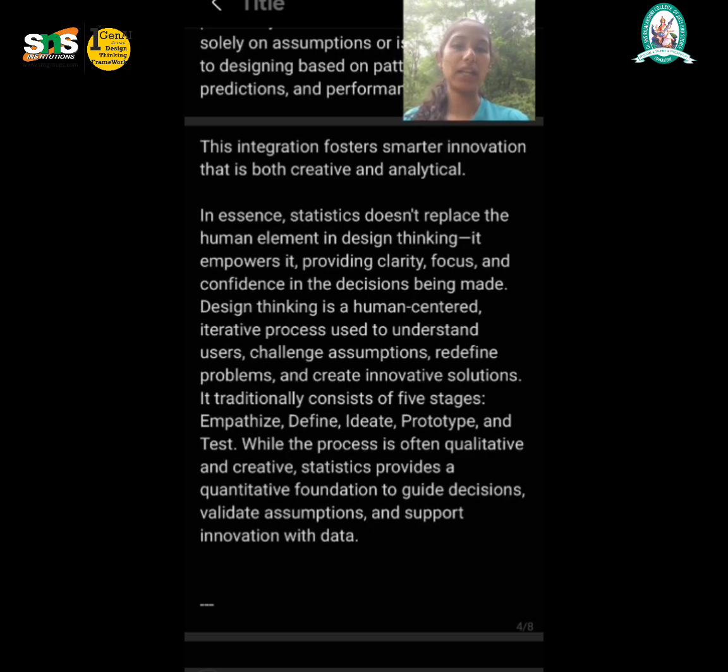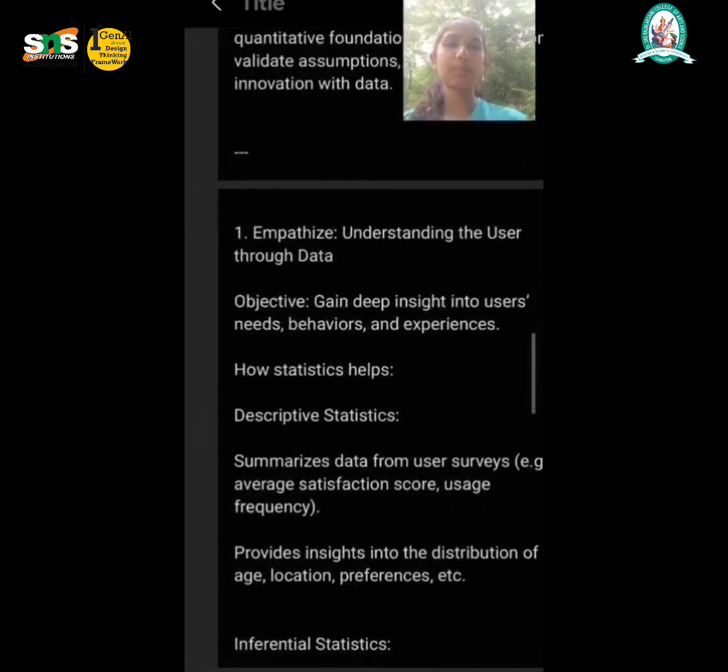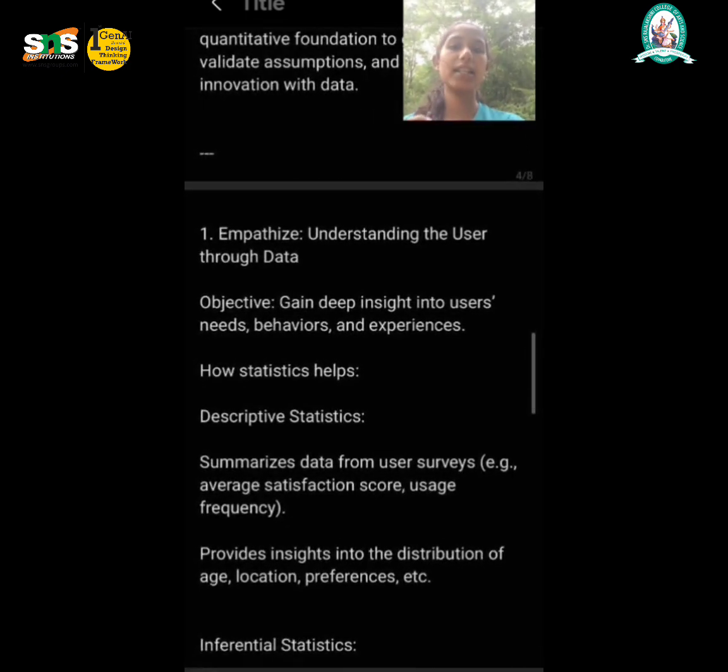Design thinking is a human centered, iterative process used to understand users, challenge assumptions, redefine problems, and create innovative solutions. It traditionally consists of five stages: empathize, define, ideate, prototype, and test. While the process is often qualitative and creative, statistics provides a quantitative foundation to guide decisions, validate assumptions, and support innovation with data. So, the first step is empathize.